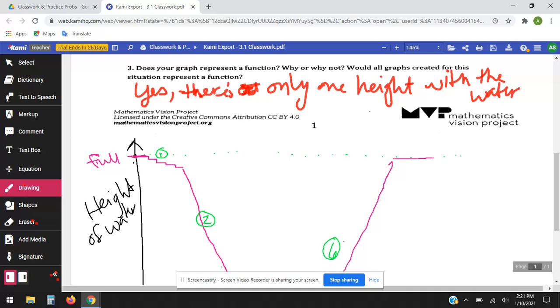And so same thing, would all the graphs created for the situation represent a function? Yes. At one time, there could be one height in there. So that is correct. Thanks for joining us.